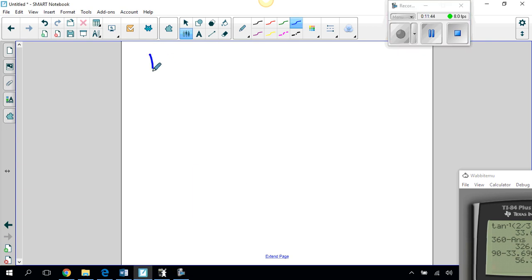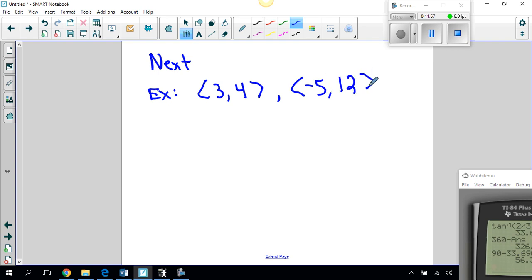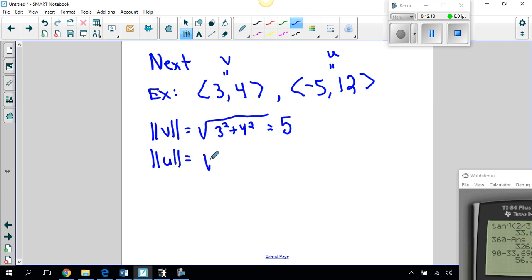Next, let's look at another example. Let's look at the vector 3, 4, and let's look at the vector negative 5, 12. Let's call this V, and let's call this U. So the magnitude of vector V is the square root of 3 squared plus 4 squared, which is the square root of 25, which is 5. The magnitude of U is the square root of negative 5 squared plus 12 squared, the square root of 169, which is 13.